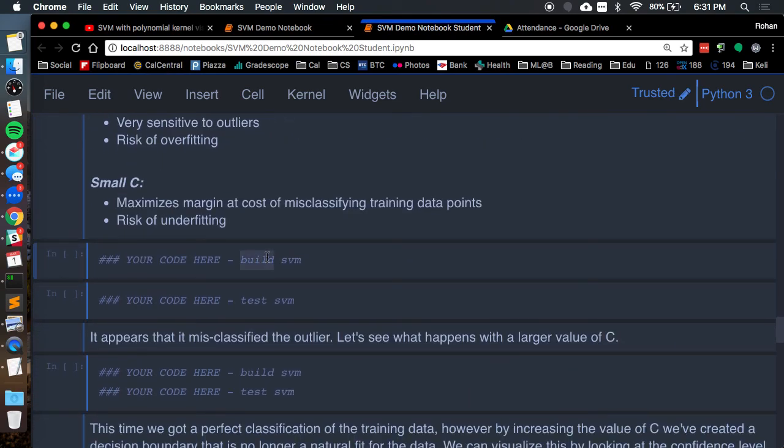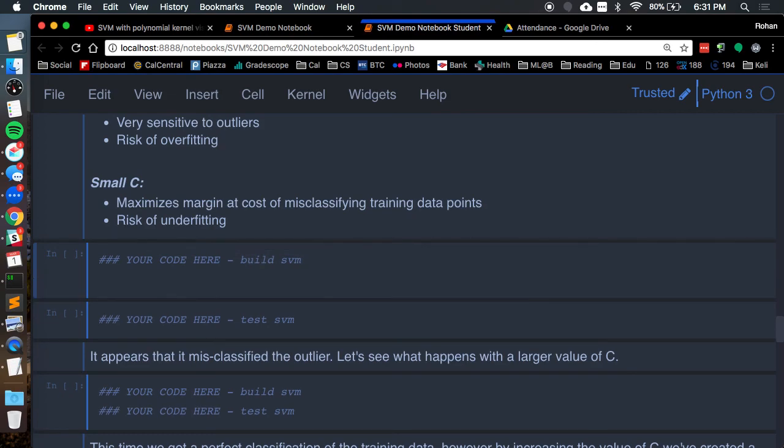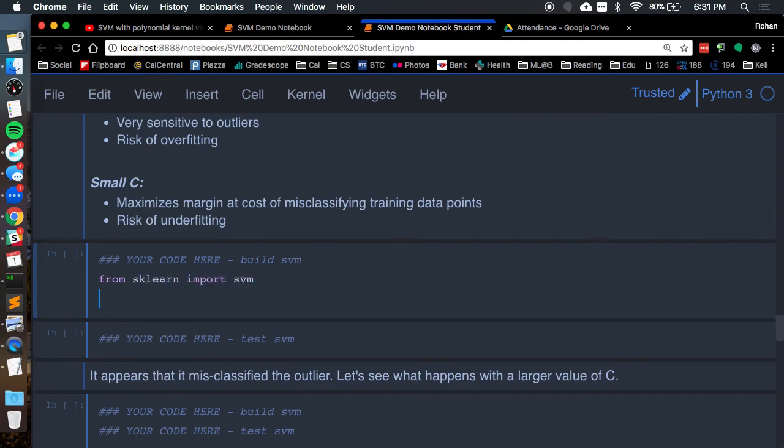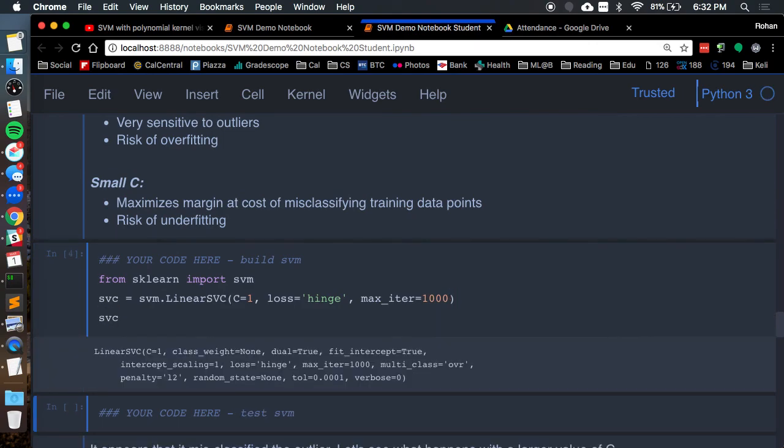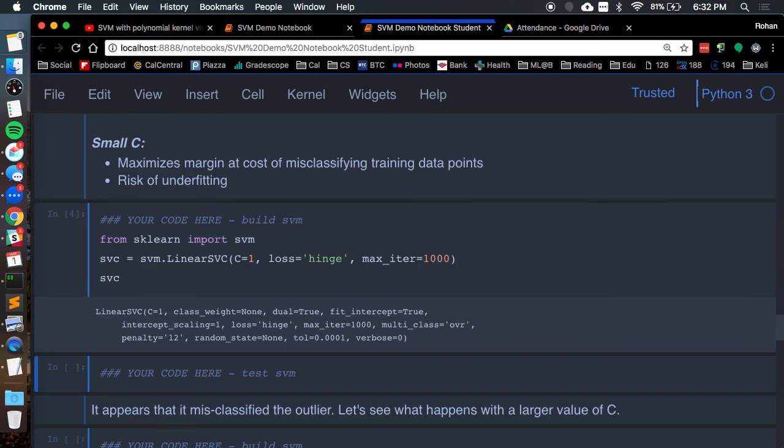Okay, cool. So let's build the SVM here. What we're gonna do is from sklearn import svm. And then we're gonna construct our SVC. So svc equals svm dot, and here I'm not gonna use any kernel. I'm just gonna do the linear case. So LinearSVC, and I'm gonna set C equal to 1. This is just an arbitrary choice of hyperparameter for now. And we're gonna do loss equals hinge and max_iter equals 1000. And we're just gonna print out our SVC. So this is what it looks like. It gives us LinearSVC and tells us a bunch of parameters.